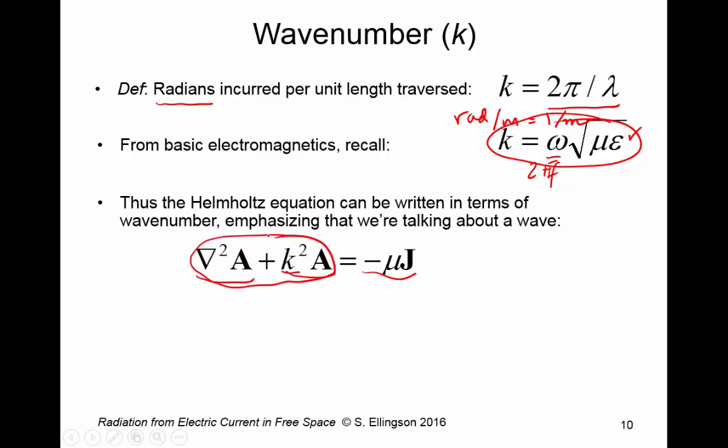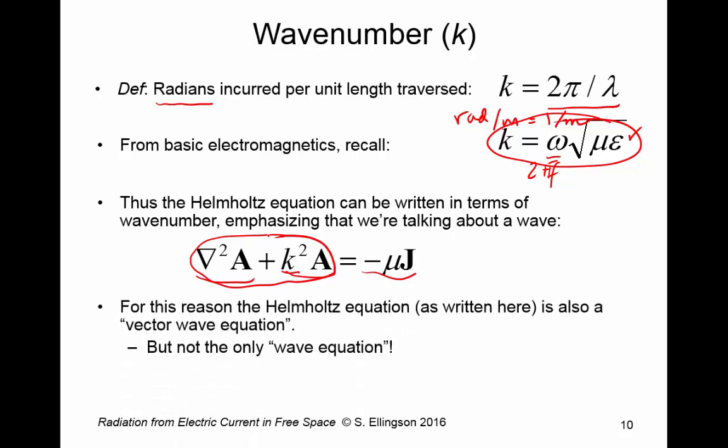And this is now clearly recognizable as a wave equation. So for this reason, the Helmholtz equation, as I've written it here, is also a vector wave equation. I'll point out it's not the only equation that's called the wave equation, but it is a wave equation in the sense that it is a second order spatial derivative plus a wave number squared. And equations of that structure are normally called wave equations.